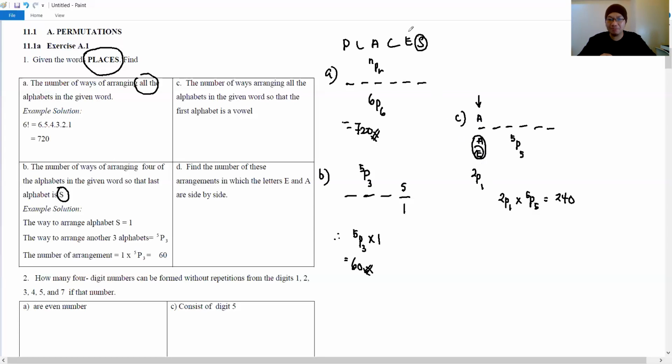E will be returned back to the pool. So how many words are left now? There's 5 words for 5 available places. So that's why 5P5. Settled. And the last question is donkey.